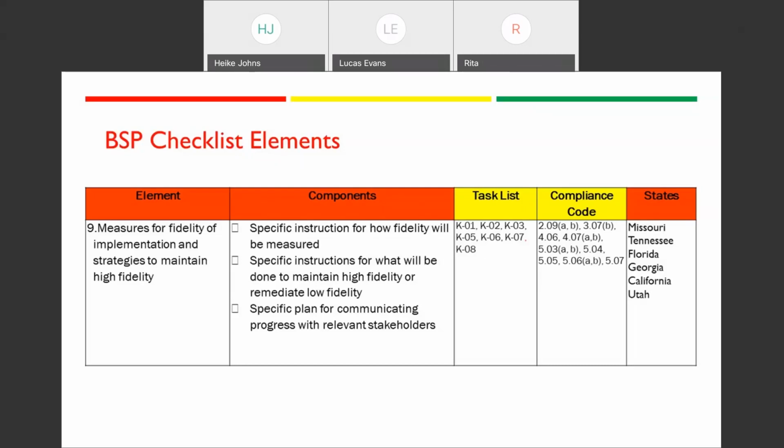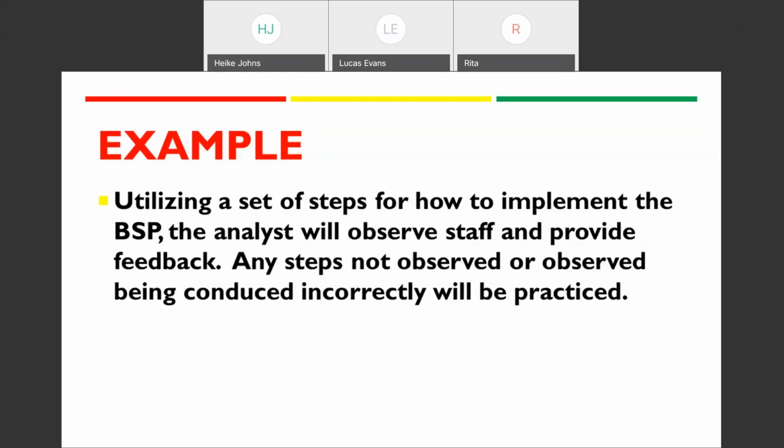So let's look at some examples and non-examples of this element in action. Utilizing a set of steps for how to implement the BSP, the analyst will observe staff and provide feedback. Any steps not observed or observed being conducted incorrectly will be practiced. So for this one, we don't know the specific steps, but we know there are steps. And again, this is a condensed form. In a BSP, you have the full steps, but to make it fit on a screen in a paragraph, there's defined steps for how to implement the BSP. And the behavior analysts, when they're observing staff, are going to be looking at that. Apologize for the typos in here. And then if they see they're not happening, they're going to call it out, provide performance feedback, and they're going to practice it.